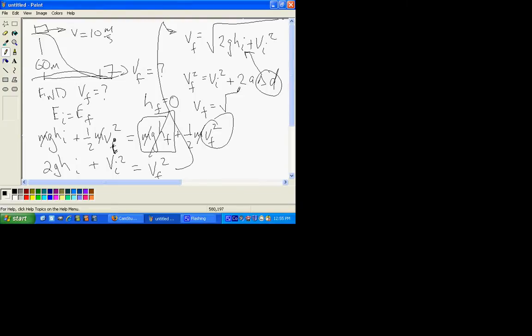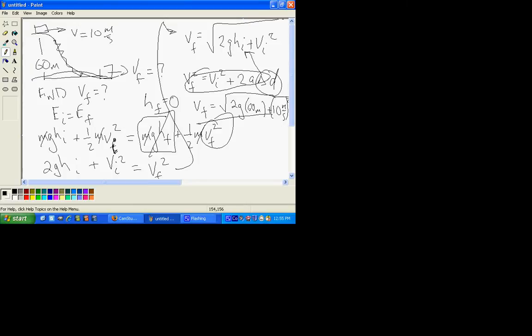All that's left now is we need to plug in our values. So we can just go 2 times g times 60 meters plus my initial velocity, which was 10 meters per second, squared, and now all that's square rooted. So there's the solution to this problem, and what's interesting is that our kinematics provides the same solution as our energy problem, because there's no frictional losses as it's sliding down.